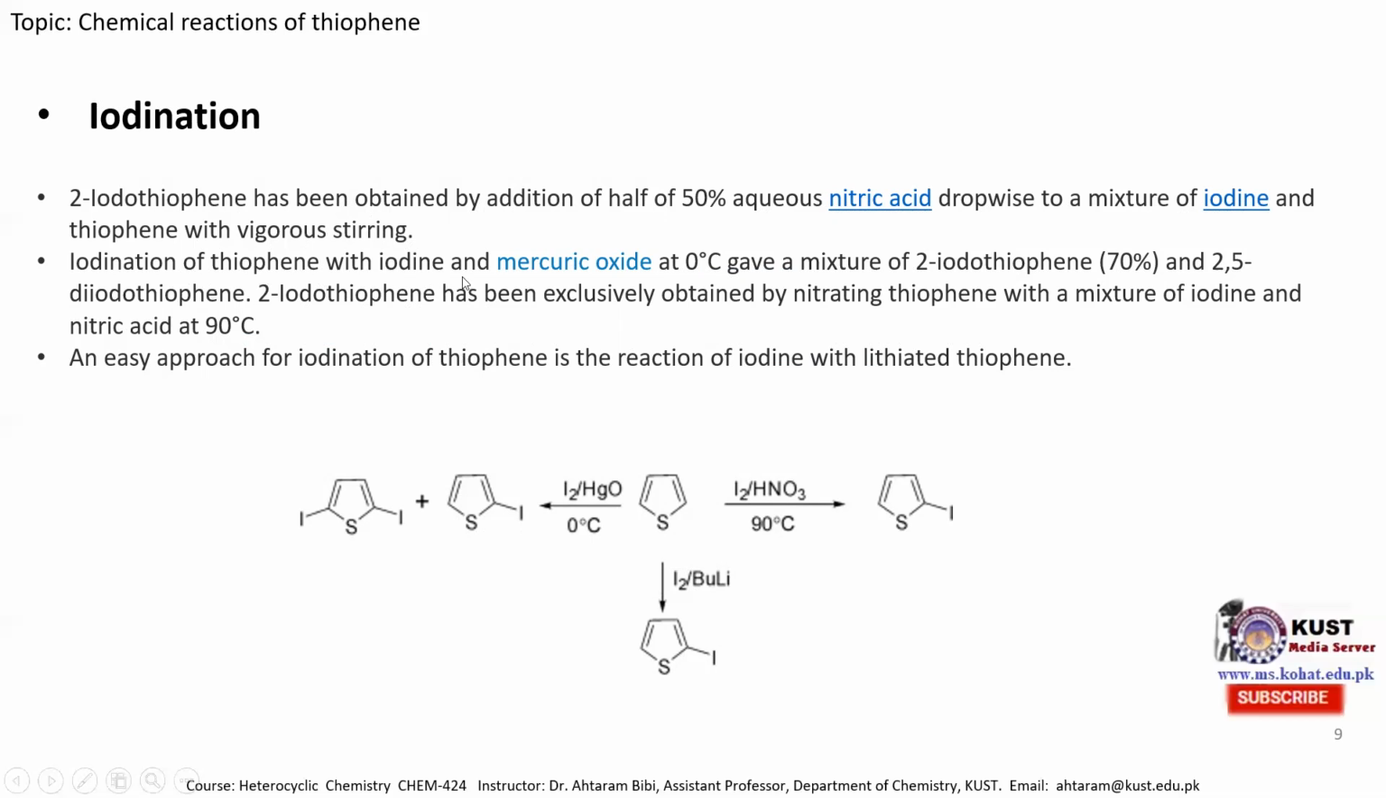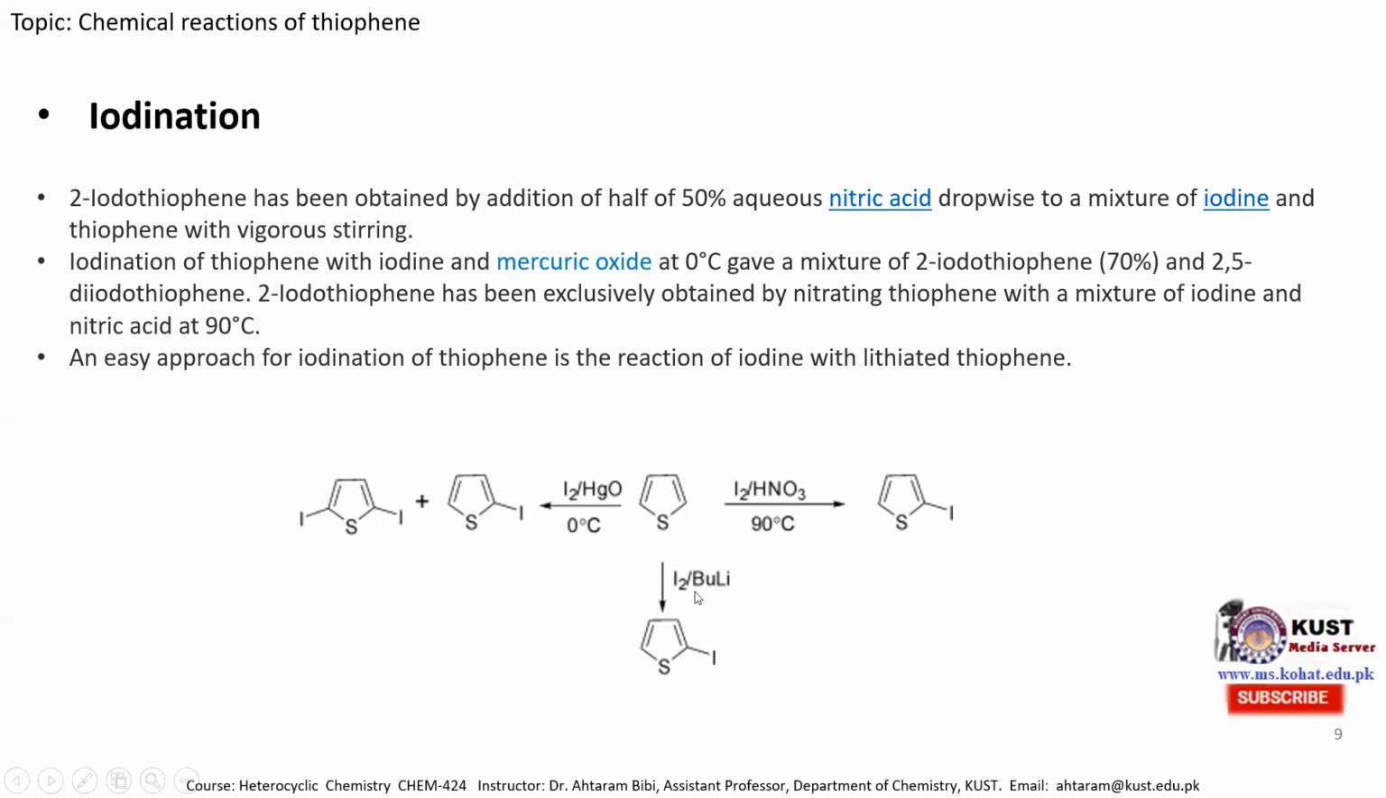Iodination of thiophene with iodine and mercuric oxide at 0 degree centigrade gives a mixture of 2-iodothiophene, 70%, and 2,5-diiodothiophene. So 70% of 2-iodothiophene is formed when the thiophene is treated with iodine and mercuric oxide. And the remaining minor product is formed, which is 2,5-diiodothiophene molecule. An easy approach for iodination of thiophene is the reaction of iodine with lithiated thiophene.